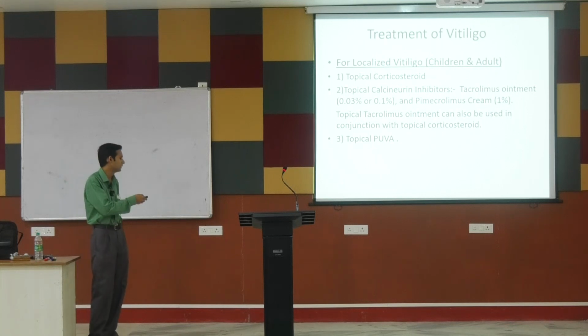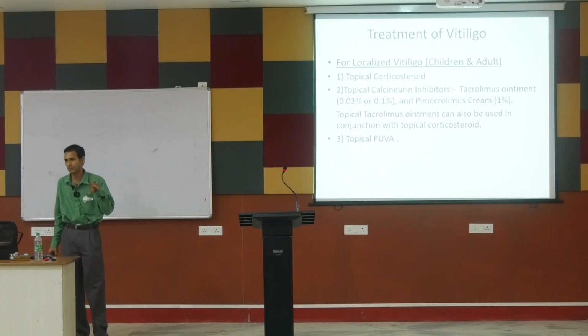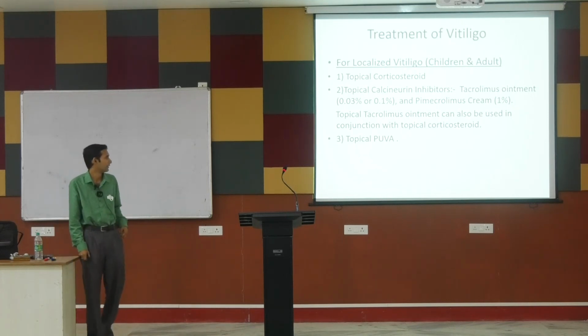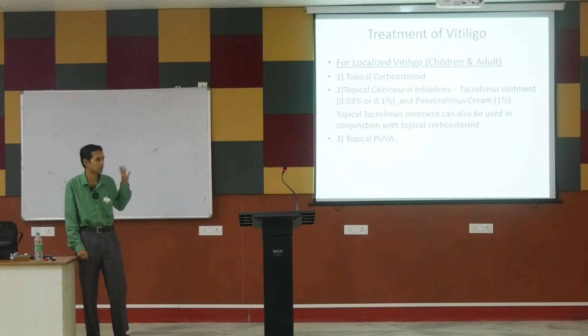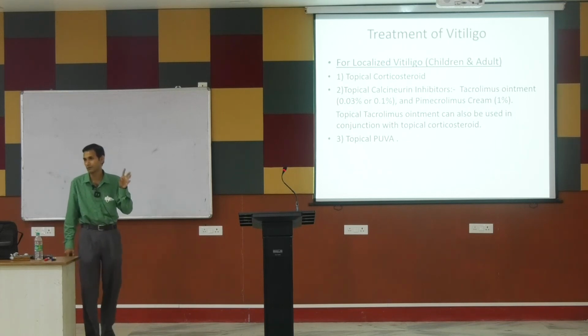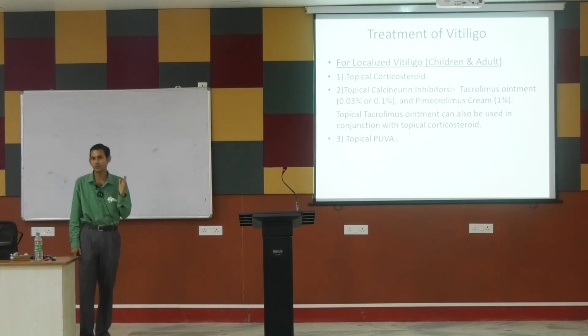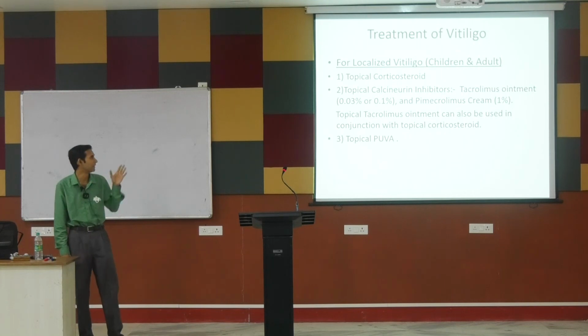Now the topical calcineurin inhibitors. What are the topical calcineurin inhibitors used in the treatment of vitiligo? Topical tacrolimus ointment, in two strengths, 0.03% and 0.1%, and pimecrolimus cream, 1%. Topical calcineurin inhibitors are particularly given for localized vitiligo, that is vitiligo present on the face or neck area, and are usually given twice daily when used as monotherapy.